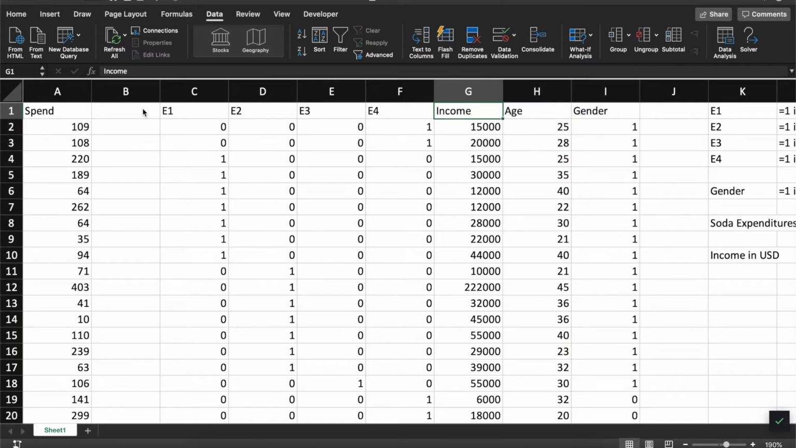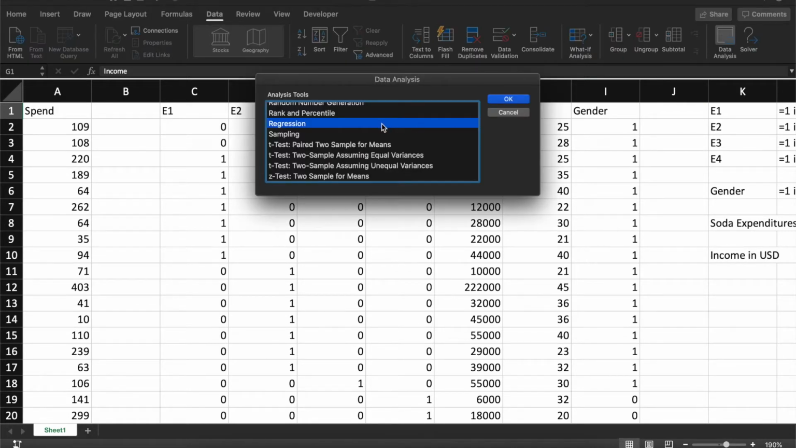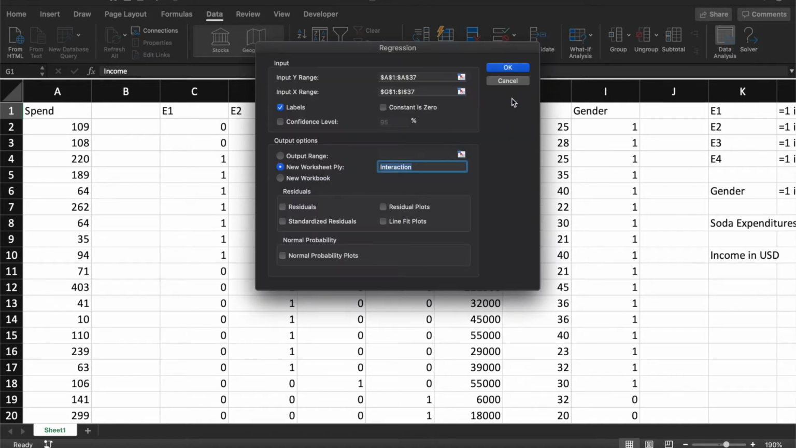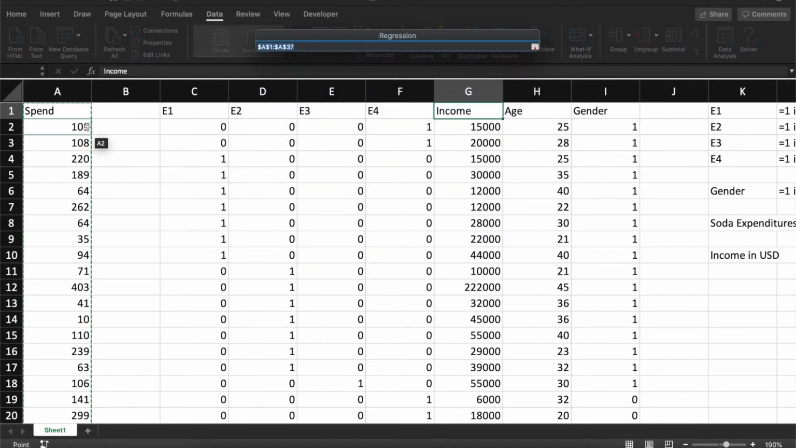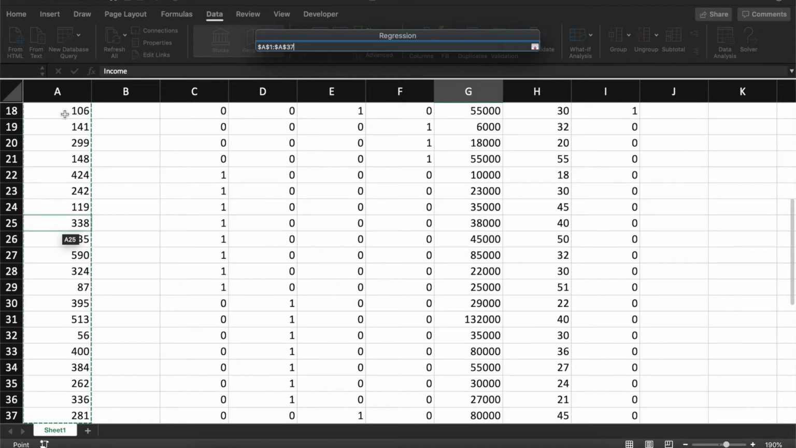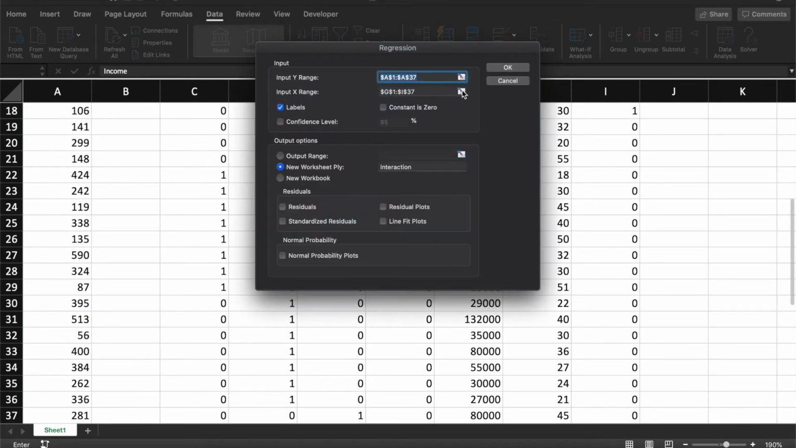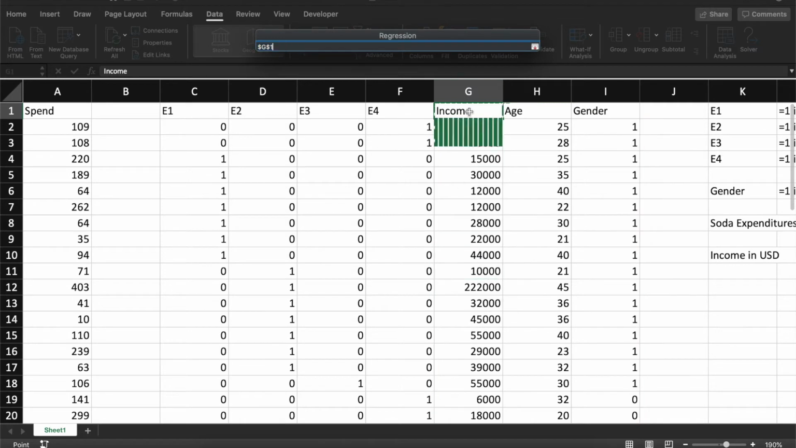We can actually run the regression. So I'm going to go to the Data tab up top, Data Analysis, hit Regression. Okay. The Y range is going to be SOTA expenditures. So select all the observations there. The X range is going to be income, age, and gender. So we're going to select everything there.